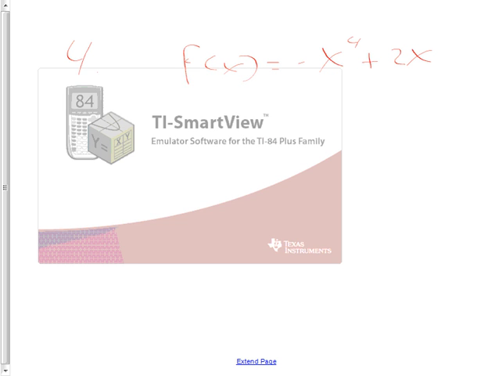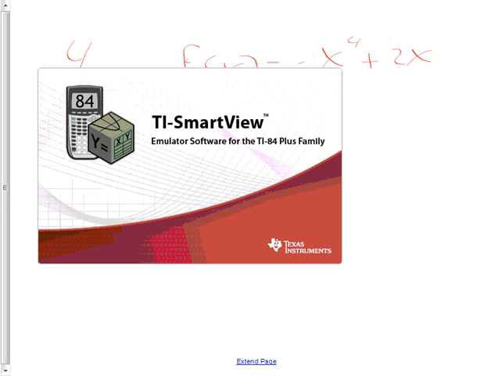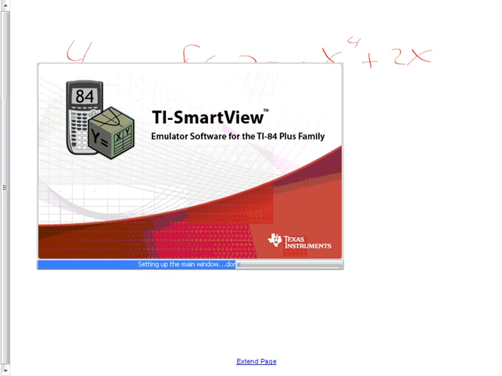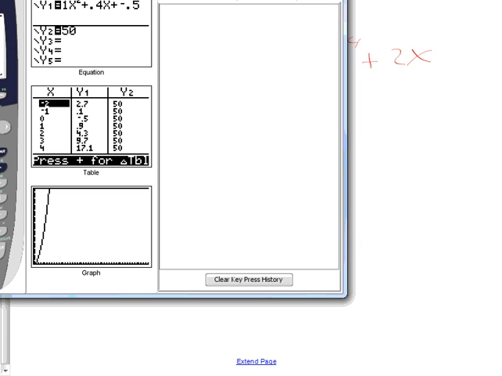Number 4, f of x is negative x to the fourth. And what am I supposed to do with this? Oh, plus 2x. And then it says graph it on the graphing calculator. Oh, I've got a graphing calculator. I can do that. So everybody grab your graphing calculator. It says locate its extrema and zeros. Remember, that's the low spots and the high spots? And the zeros, by the way, are the x-intercepts. I'll help you see that on this first one.